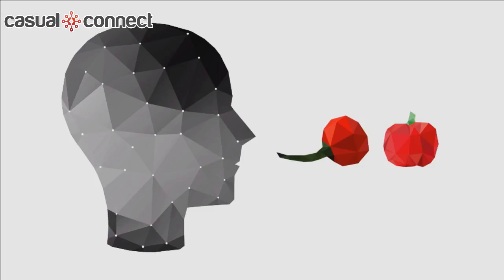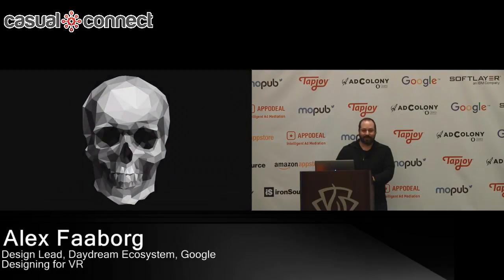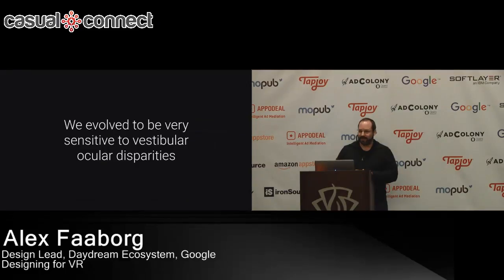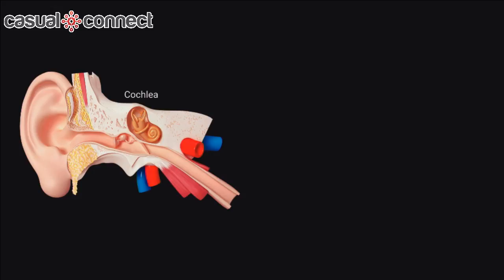This is a critical moment for you, because you either expel the berries, or it's game over. And for our ancestors that did expel the berries, they survived. So we've evolved to be very sensitive to vestibular ocular disparities, differences between our movement and our vision, because of poisonous berries. And about a third of the population experiences motion sickness. For the other two thirds, you were very lucky that your ancestors survived and didn't eat any poisonous berries, because they would have been gone.